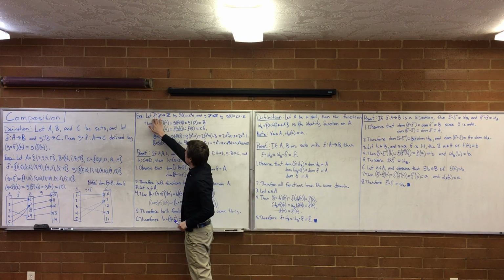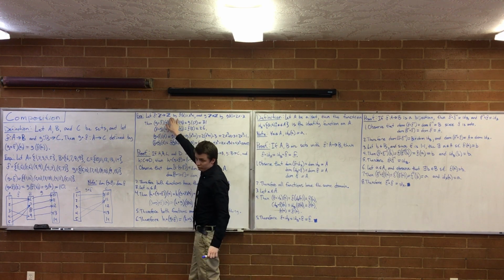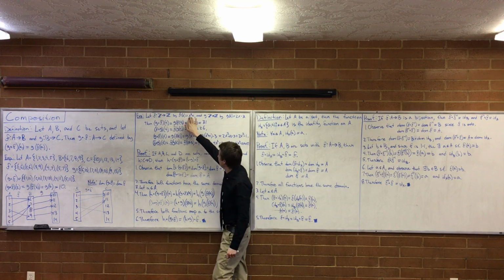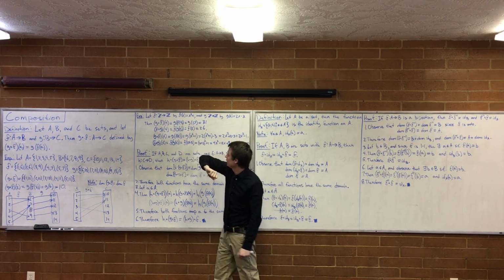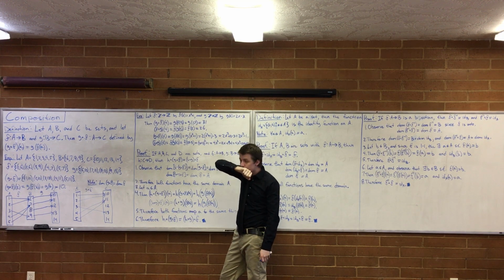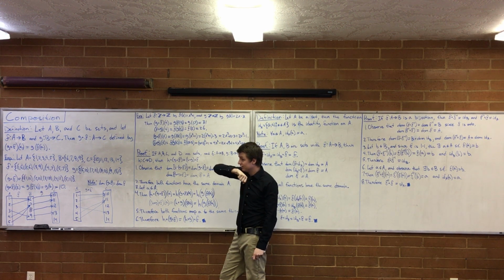So let's look at a function from the integers to the integers, given by f of x equals x squared plus 1. Make sure we understand what this is saying. What's f of 3? 10? You think it's 10?